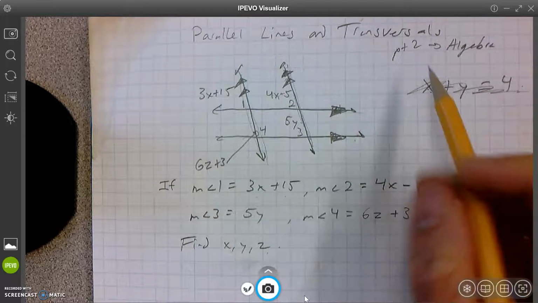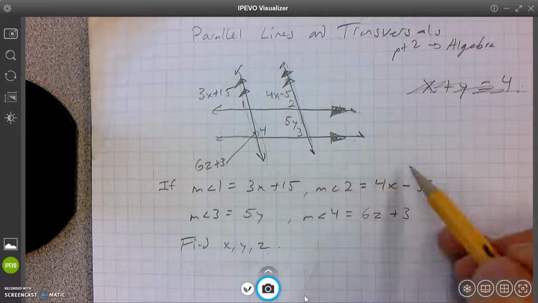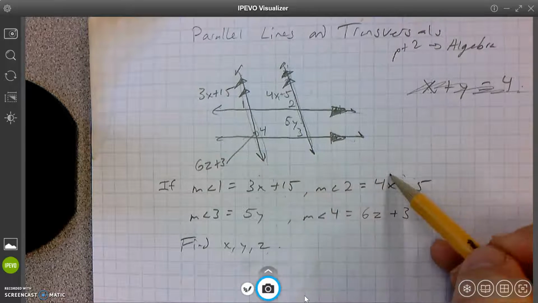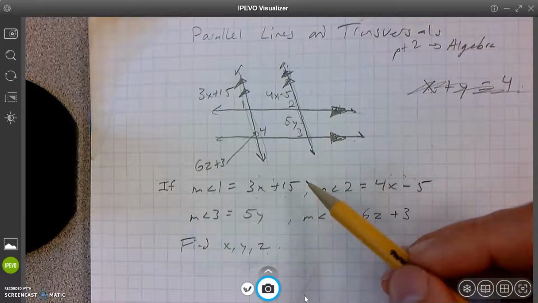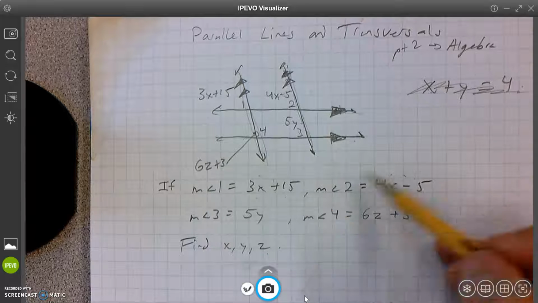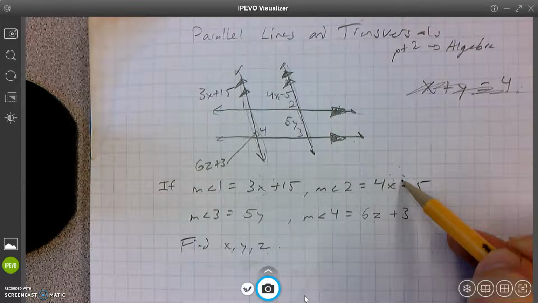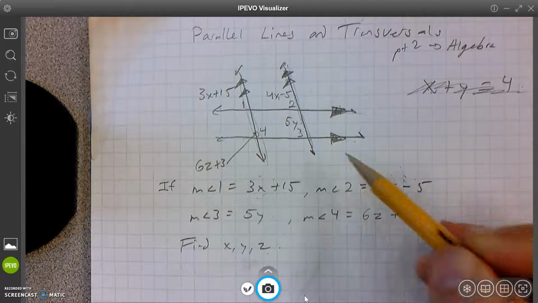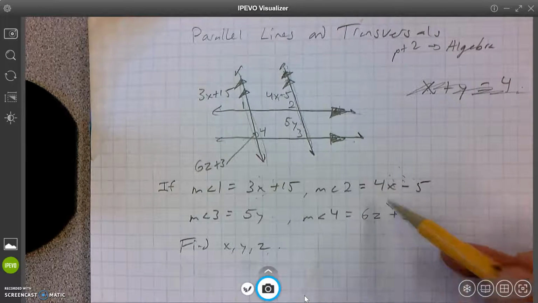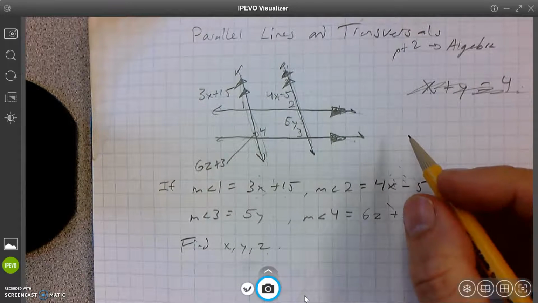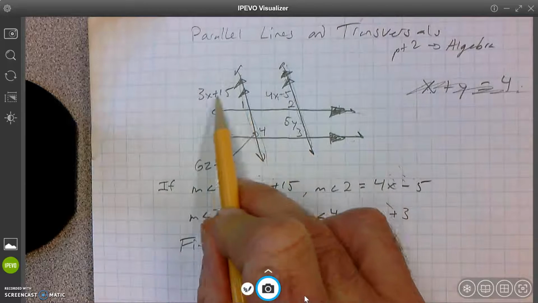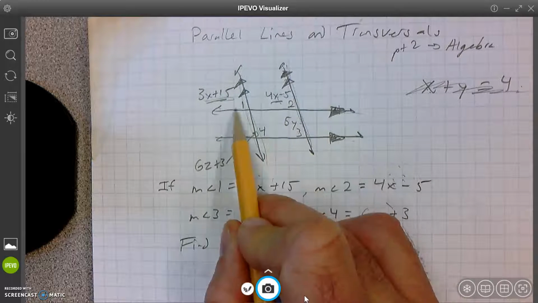So my goal here is to get the x's together, because once I have the x's together, then I can go from there. So I can solve for x first. That's my first thing I'm thinking about. Then I'm going to get y, then I'm going to get z. So it's like a waterfall, knocking down dominoes. Get x, then y, then z.